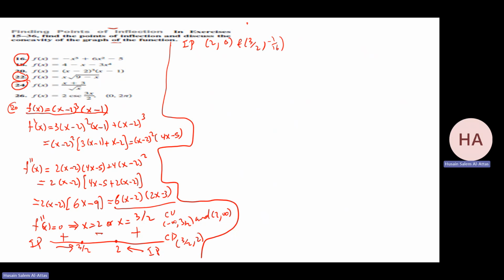Okay, 22. Now the functions become a little bit complicated. X square root 9 minus x. What will happen? Do f prime.